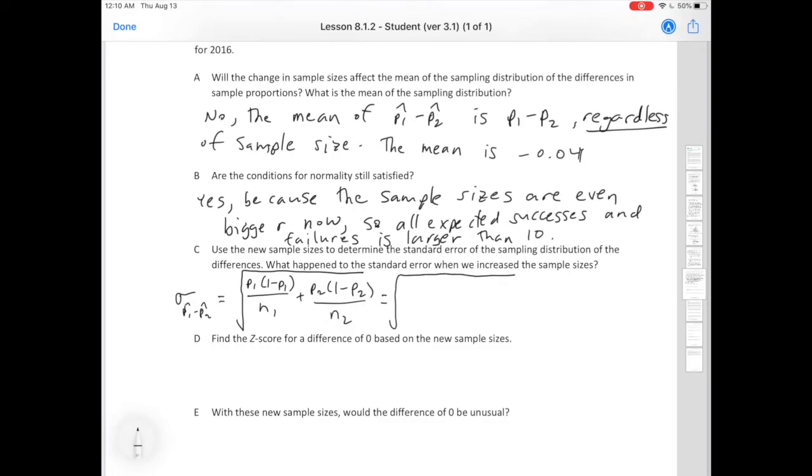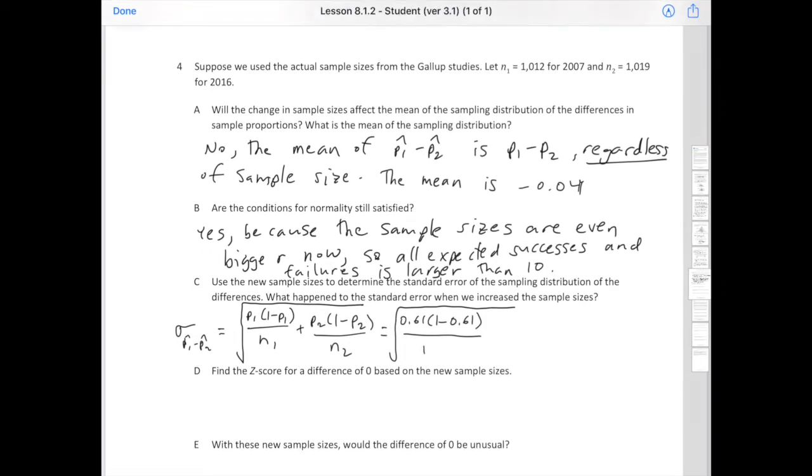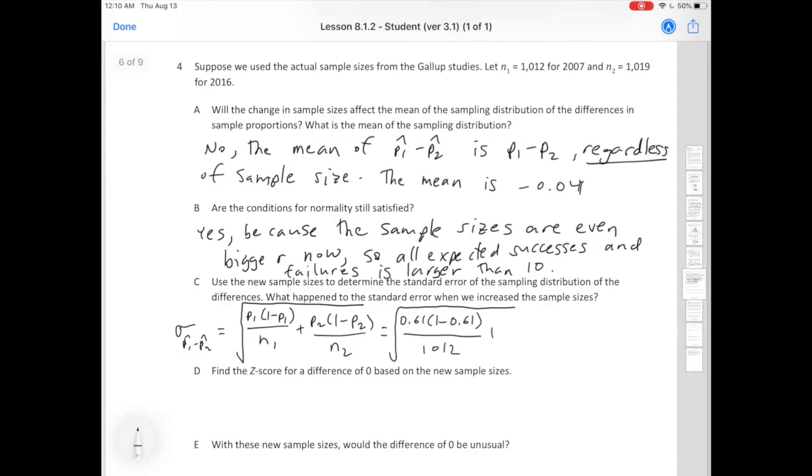So that's going to be 0.61 times 1 minus 0.61 divided by, let's see, what did we make our sample size? 1012 plus, then we have 0.65 times 1 minus 0.65 divided by 1019. Okay. So let's go ahead and put this in our calculator and see what we get.